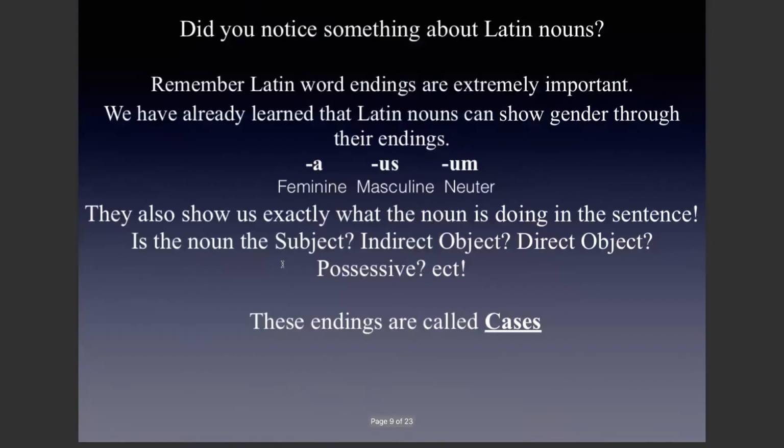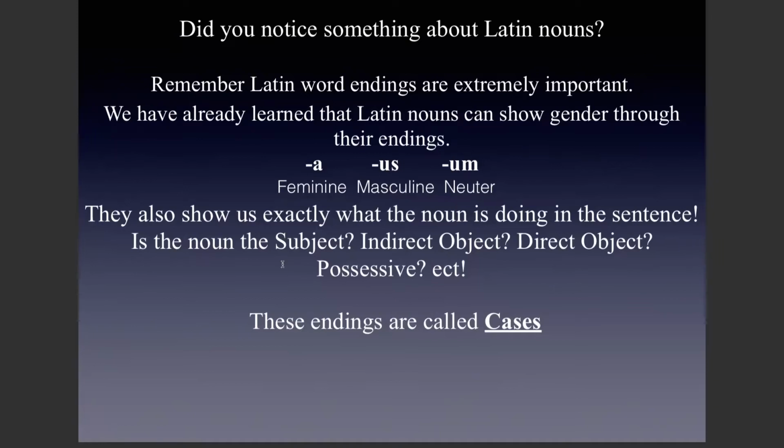So did you notice something about Latin nouns, right? The Latin nouns are extremely important, as I said, right, with their endings. You've learned last time that the endings can show gender, right? I said that the feminine names or the girls' names usually end with a, and the boys' names usually end in us, right? And as well, I told you that there's a third gender, which is neuter, which just means it's neither feminine nor masculine, is all that means. So that's one thing that they do, but they can also show us exactly what the word is doing in the sentence with those endings, right?